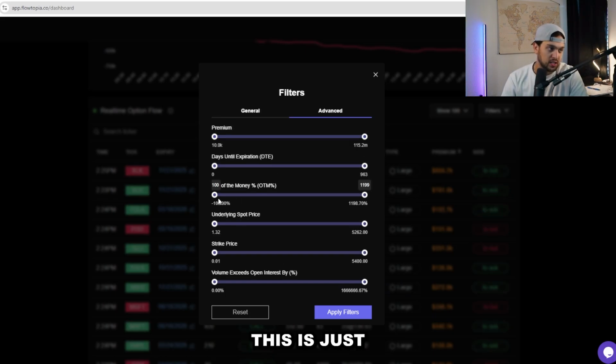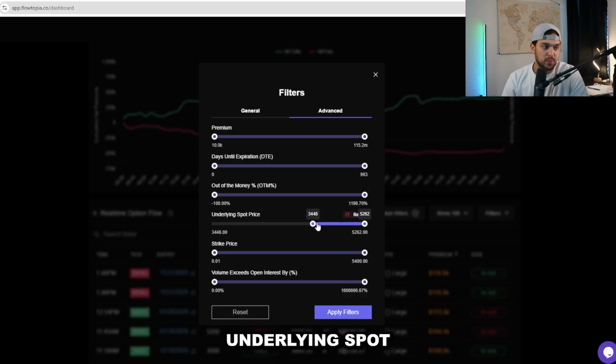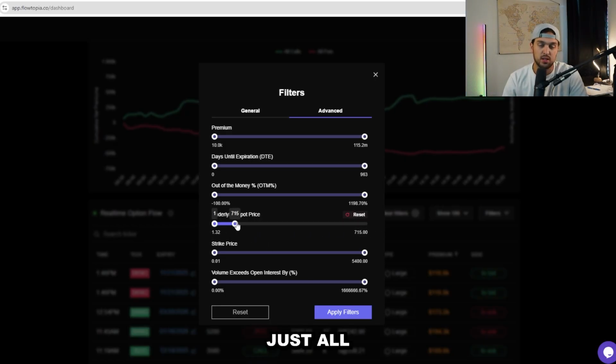Out the money contracts, this is just basically filtering by the percent of how far out the money. Underlying spot price is just a way where you can filter on if you want to look at really expensive stocks or if you want to look at cheaper stocks. It all comes down to your preference. Strike price is basically the same thing, but you're actually looking at the option contract rather than the stock.